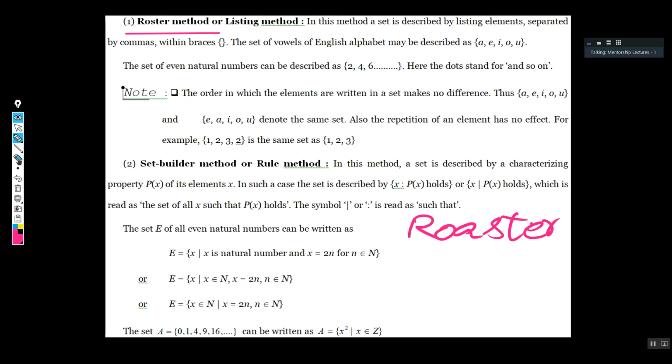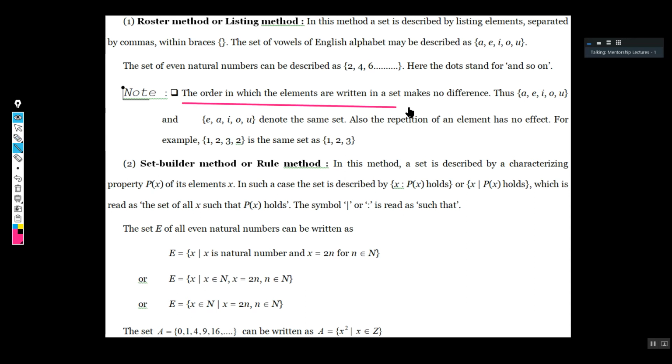Presented, for example, the vowels of the English language. The order in which the elements are written makes no difference to the set. A, E, I, O, U are the vowels of the English language. They are all written in the flower brackets. These are the flower brackets. In the flower brackets the set notation is given. Remember that. So if you list out all the elements, this is called the roster method.